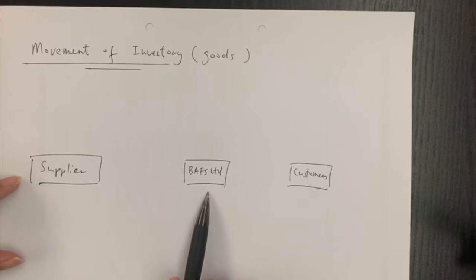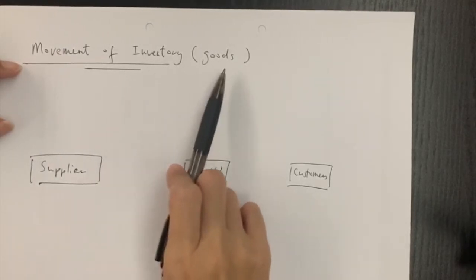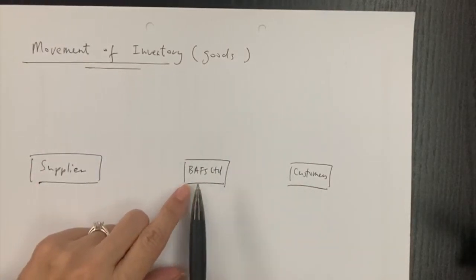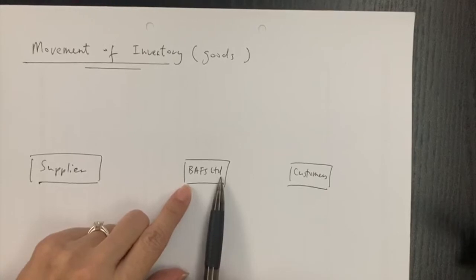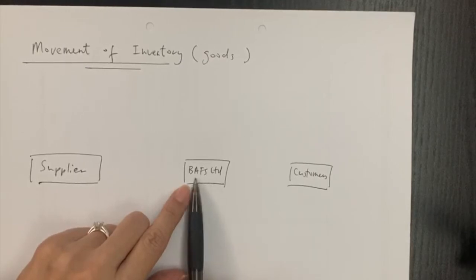Okay, here we have a diagram about movement of inventory, which is the same as goods. Now there are three parties, and we are in the middle. So this is BAFS Limited, owned by Kelly, and we are doing the transaction. We are doing recording for the company.